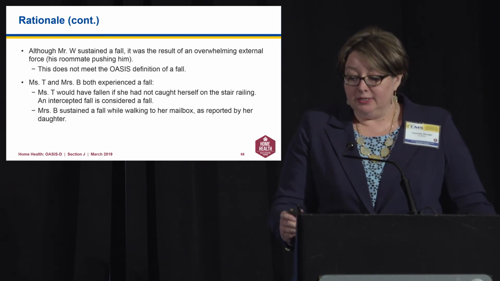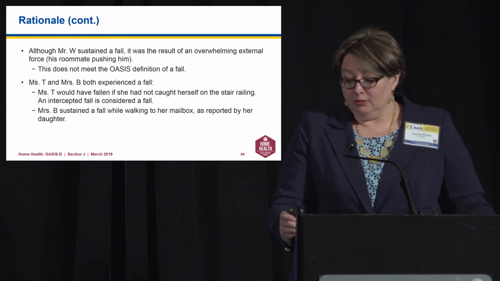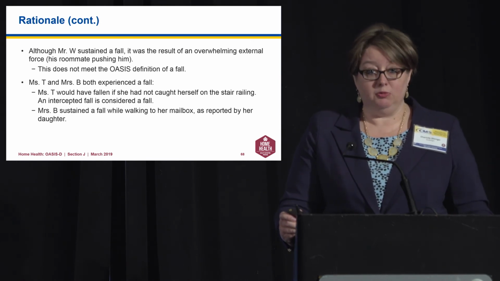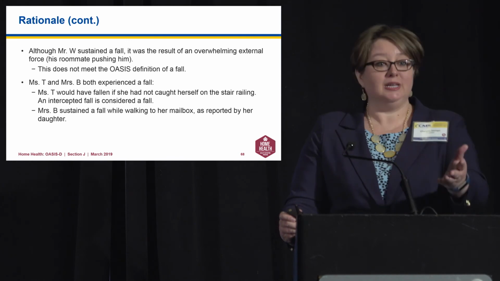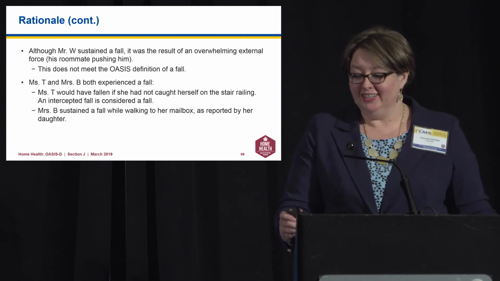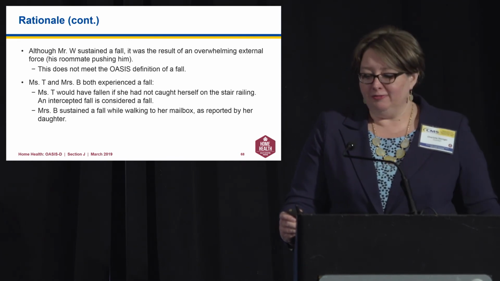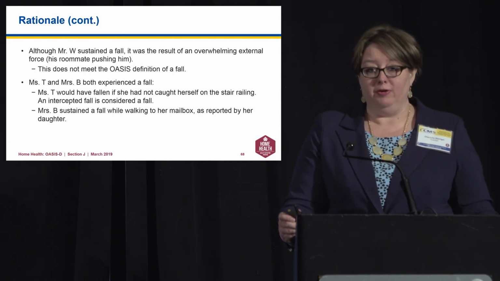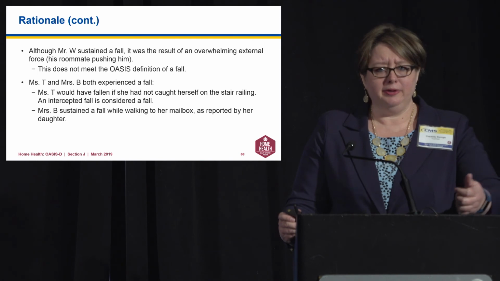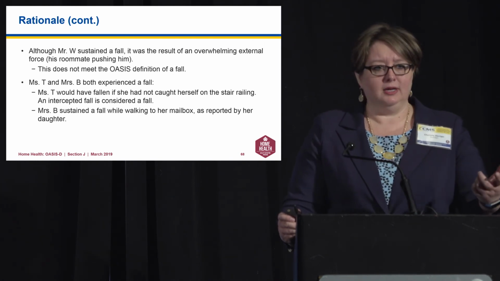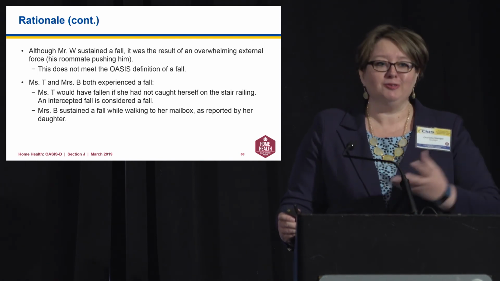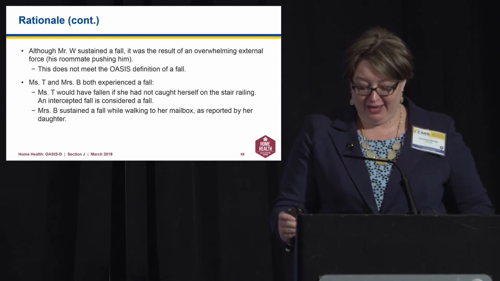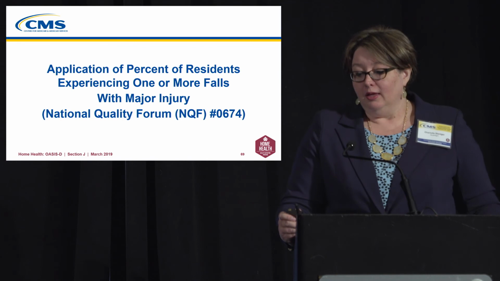Mrs. T and Mrs. B both experienced falls, right? Ms. T would have fallen if she had not caught herself, so what is that called? An intercepted fall. Nice, good. And an intercepted fall is considered a fall. And Mrs. B sustained a fall while walking to her mailbox as reported by her daughter. So it was reported, and it looks like it may have been outside. Yeah, that's still a fall. All of that meets the definitions of a fall, so we would be considering that.